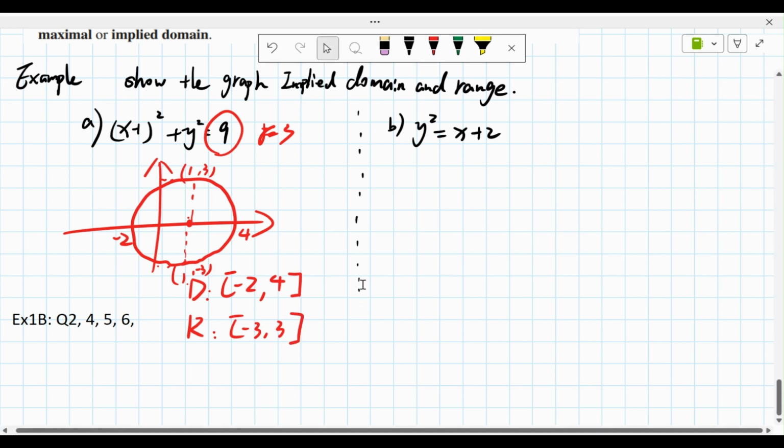Yeah. And sometimes we will have some square root like that. So we will do these questions during the class as well.